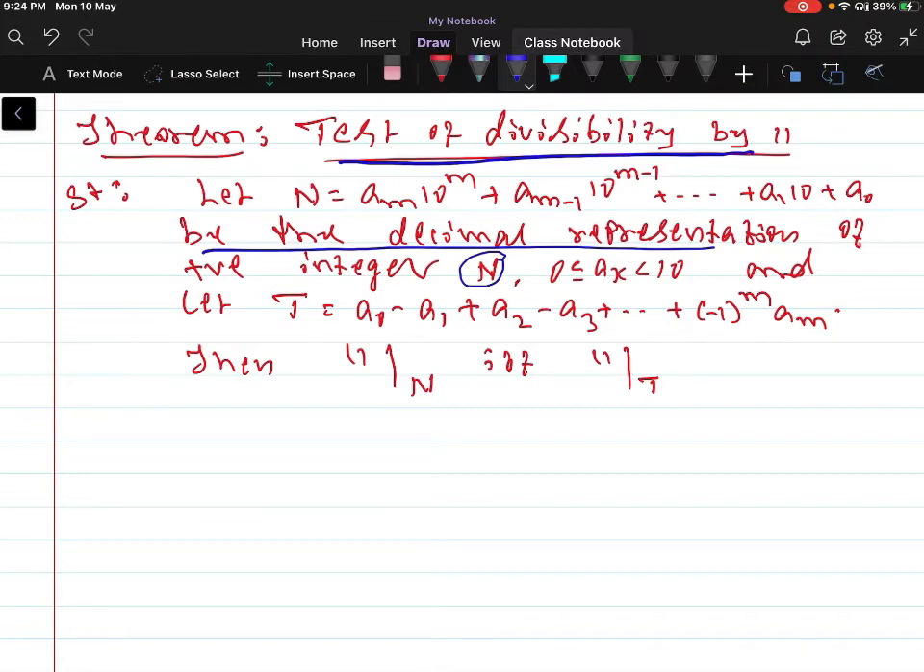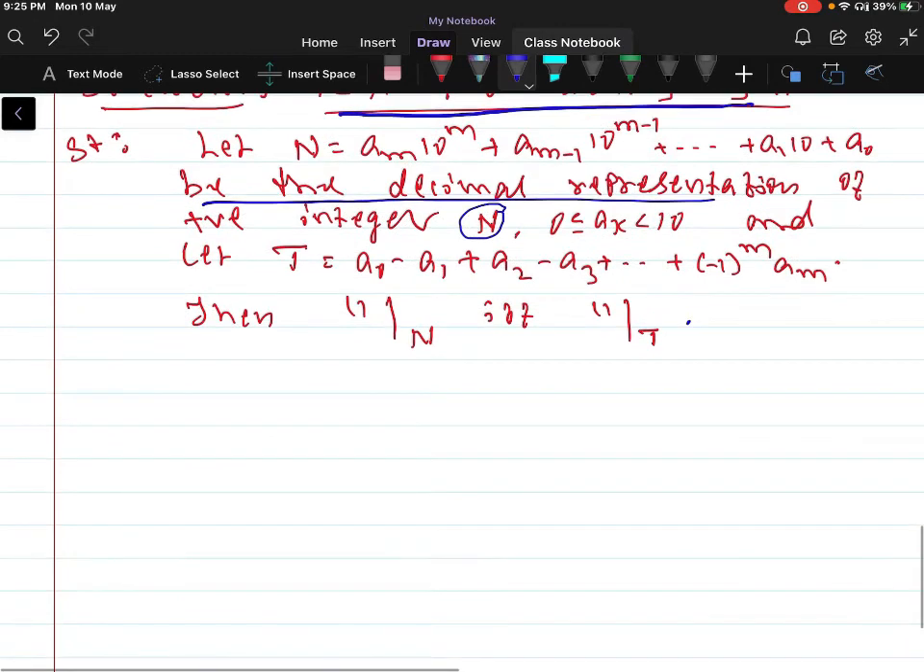Where ak lies between 0 and 10, that is less than 10, and let t be equal to a0 minus a1 plus a2 minus a3 and so on plus minus 1 to the power of m into am. Then 11 divides n if and only if 11 divides t, where t is equal to a0 minus a1 plus a2 minus a3 and so on plus minus 1 to the power of m into am. So now we'll move to the proof of the theorem.